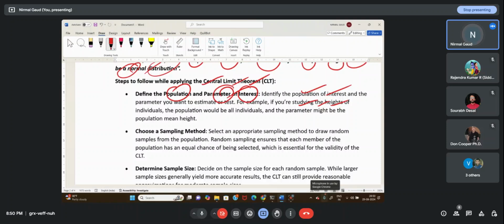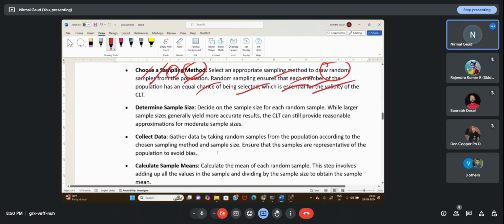And then you can choose the sampling method. You can perform random sampling of the data. You can draw a random sample and calculate the mean of the samples. Determine the size of the sample. Each random sample should be of the same size.